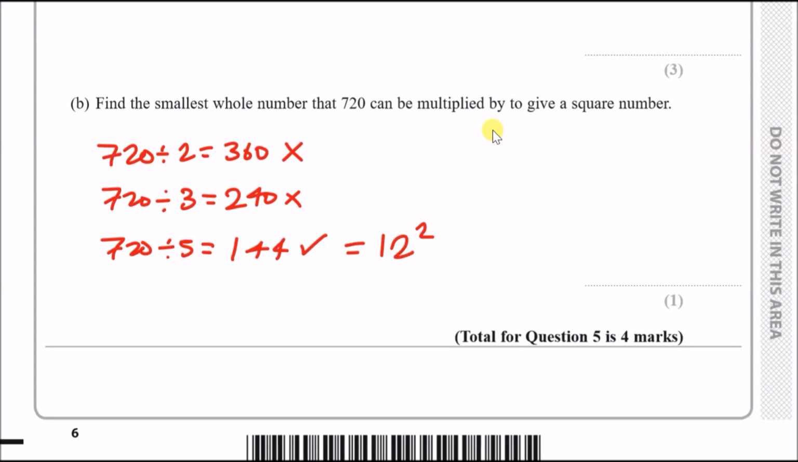So find the smallest number, that would be 5. 5 gives us a square number. Dividing by 5 gives us the square number of 12. 12 squared is 144. And that's it, guys.